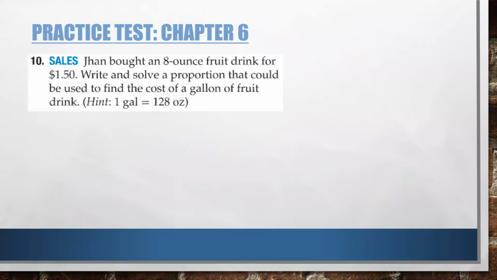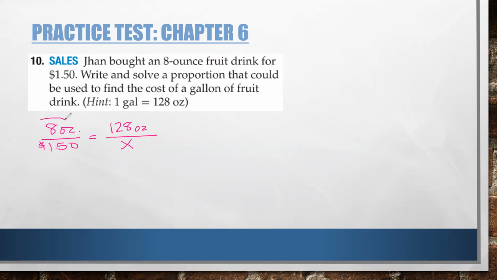Let's look at problem number 10. Says Jan bought an 8-ounce fruit drink for $1.50. Write and solve a proportion that could be used to find the cost of a gallon of fruit drink. And it gives you a hint. 1 gallon is 128 ounces. Okay, so we've got 8 ounces for $1.50. So we're comparing ounces to the amount of money. Okay, and we know that 1 gallon is 128 ounces. So we've got 128 ounces up here, and we want to know the dollar amount. So that would be X.